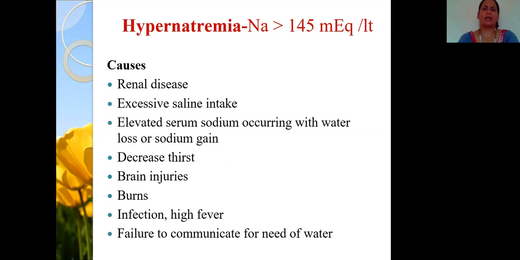Now, the next condition is hypernatremia. When the concentration of sodium is more than 145 mEq per liter, the condition is called hypernatremia. Here are some of the causes: renal disease, excessive saline intake, elevated serum sodium occurring with water loss or sodium gain, decreased thirst, brain injuries, burns, infections, high fever, failure to communicate the need for water, etc.